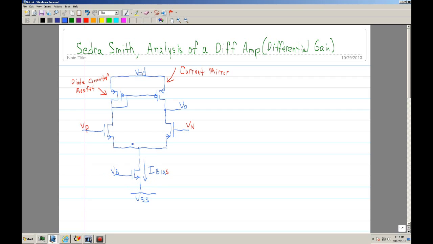Typically you're going to have matching inputs. Let me label this as M1, M2. Typically these will be the input and you want to match. What do I mean by that? It means that you want the same width and you want the same length.